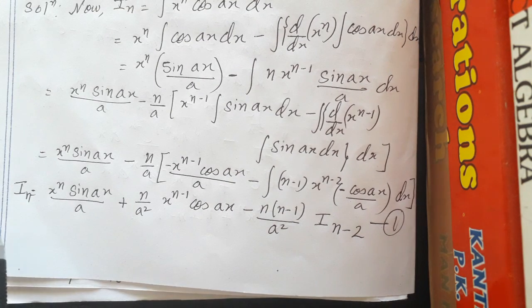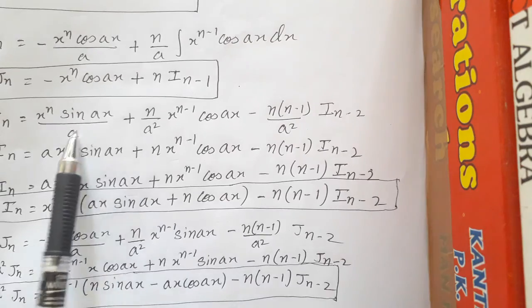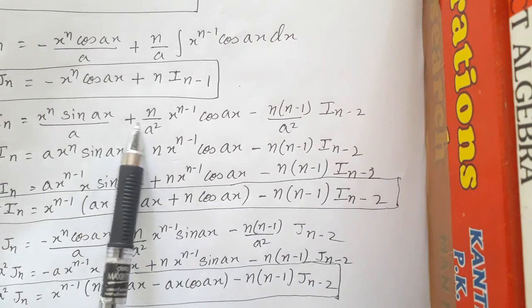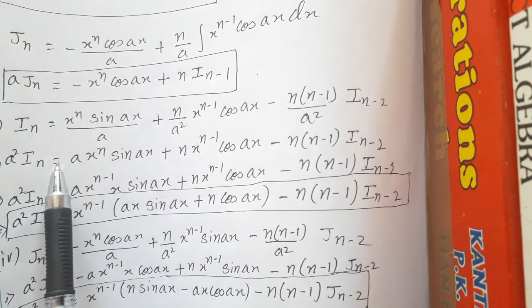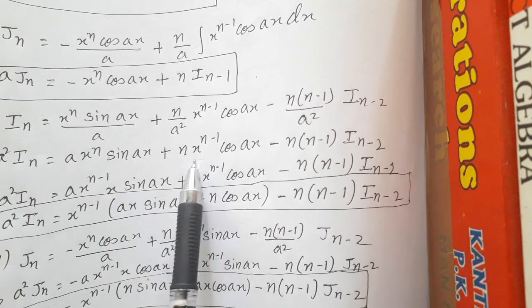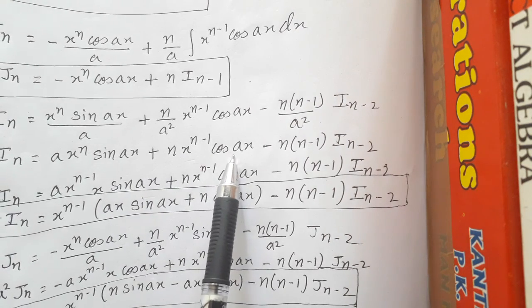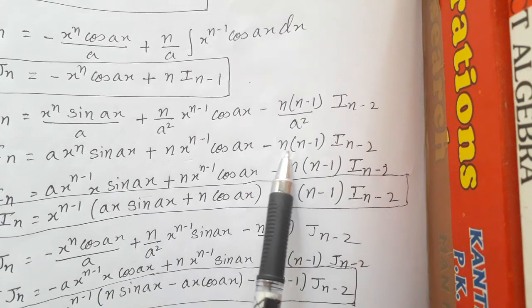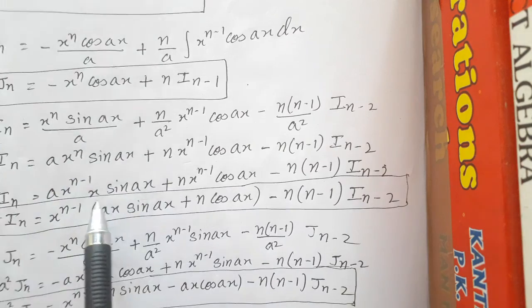Okay, now you multiply here with a everywhere. So I have done already here also. This I'm taking from here. So we have done by this. You multiply throughout with a squared. So we get a^2 I_n equal to a x^n sine ax plus n x^(n-1) cos ax minus n(n-1) I_(n-2). Okay, so we have this.